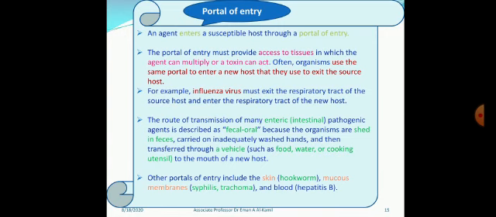Other portals of entry include the skin directly, such as we mentioned in hookworm and Ancylostoma duodenale, by the larvae entering directly through the skin, or the mucous membrane, such as in sexually transmitted diseases, syphilis, trachoma or infection of the eyes, and also by blood, such as hepatitis B.